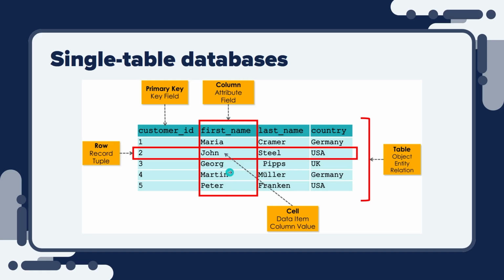This, the column, Cambridge likes to call it a field, and the row is called a record. So one record of data is Maria Kramer from Germany that has customer ID 1. And the field of first name would have these different first names. A cell, a data item, a column value is just one rectangle, and a table is everything.